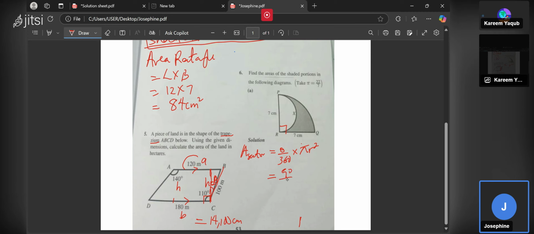over 360 times 22 over 7 times the radius, which is 7 squared. So 0 cancels 0, 9 goes into 360 four times. 7 will cancel one of the 7s, 2 here, 2 here 11. So you have 77 over 2. So area of sector is 77 divided by 2.